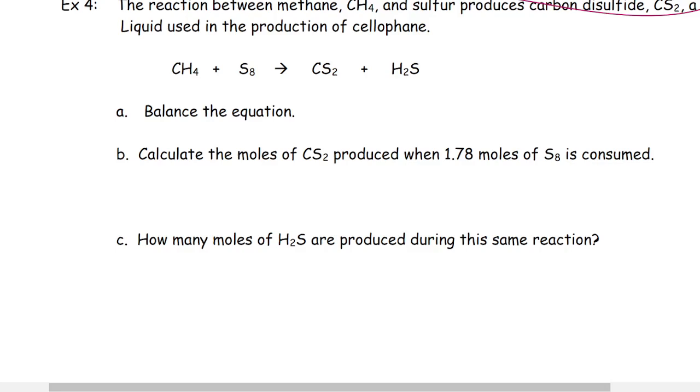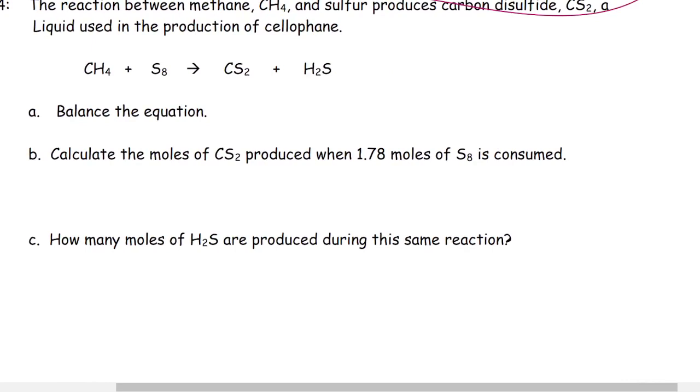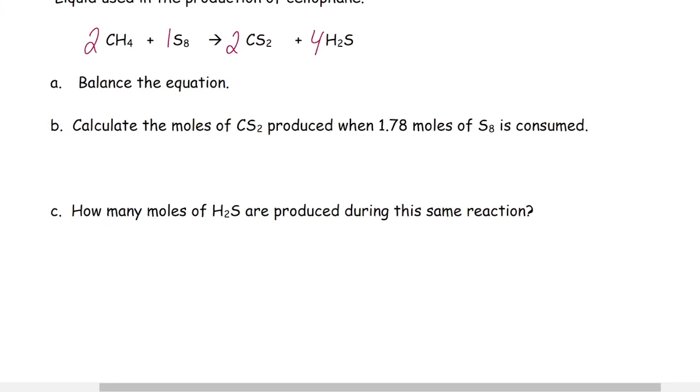Picking up where we stopped a minute ago, it says the reaction between methane, CH4, and sulfur produces carbon disulfide, which is CS2, a liquid used in the production of cellophane. So when you balance this, a 2, 1, 2, and 4. Is that what y'all got? Yes. Okay. So balance the equation is step 1.